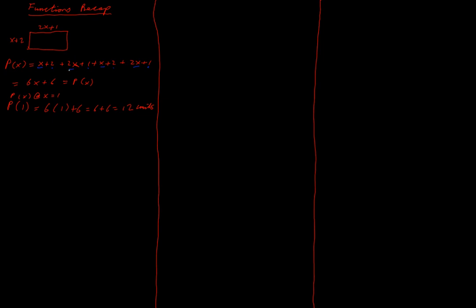Now, in terms of the language of functions, if I write down p of x is equal to 6x plus 6, this is called a first degree polynomial. The reason it's called first degree is the highest power in it is x to the power of 1. If I had x to the power of 2, I'd say it was a second degree or second order polynomial. If I had x cubed as my highest power, I would say it was a third degree or third order polynomial. So this is a first degree polynomial.